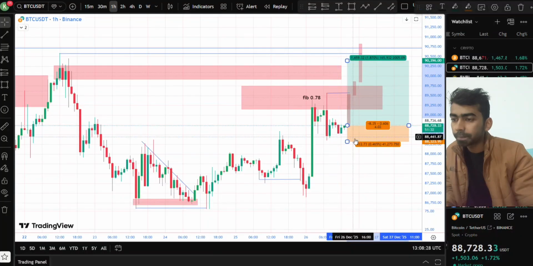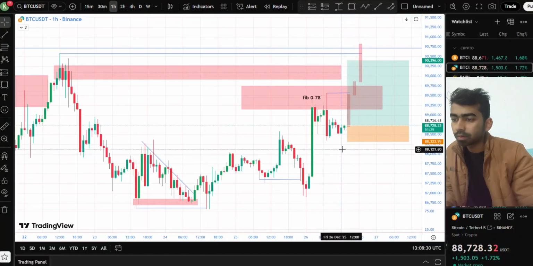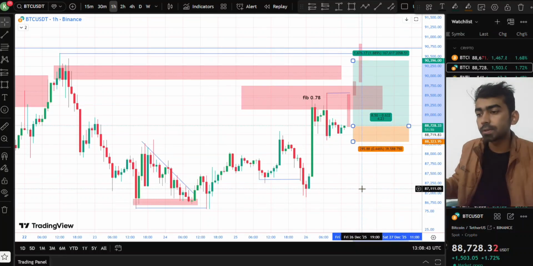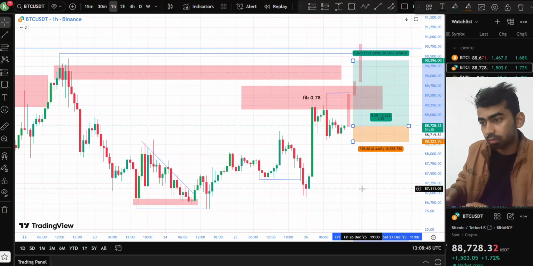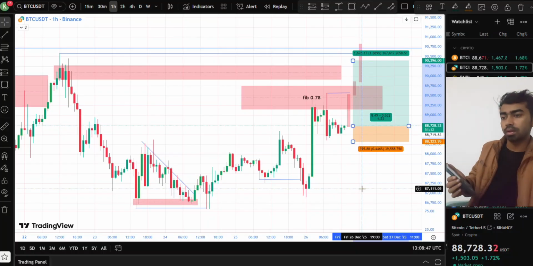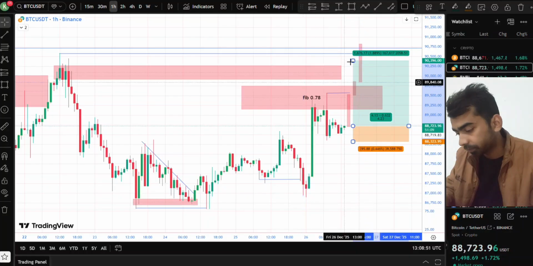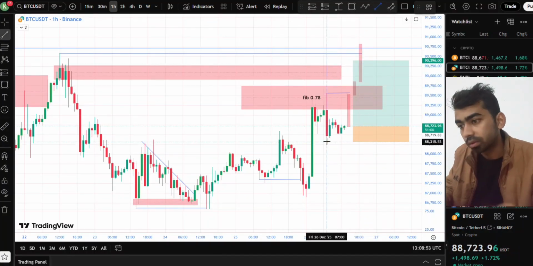Probably you can place your SL below, and it is actually a very good setup for long. Those who place their SL above this high, look at it. I'm also going to place one long trade from here, especially in scalping. Okay, and SL is also very small.